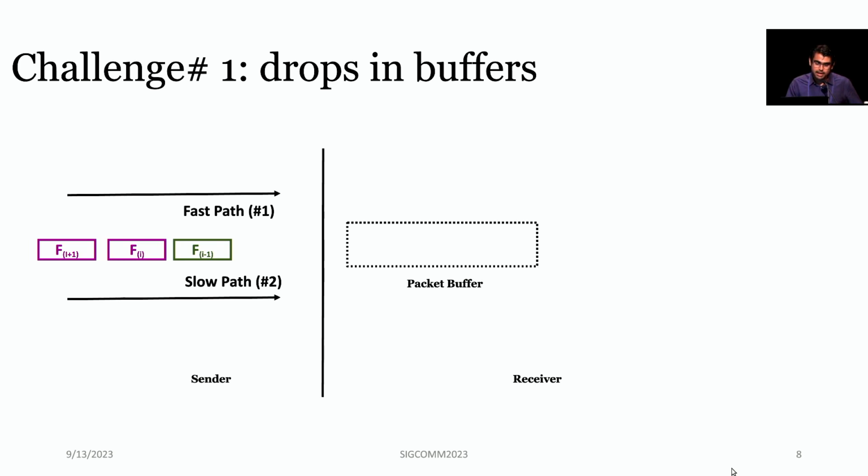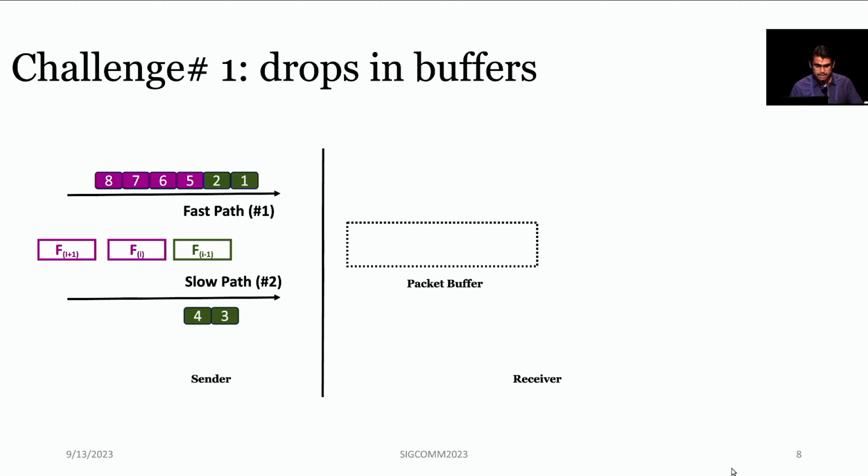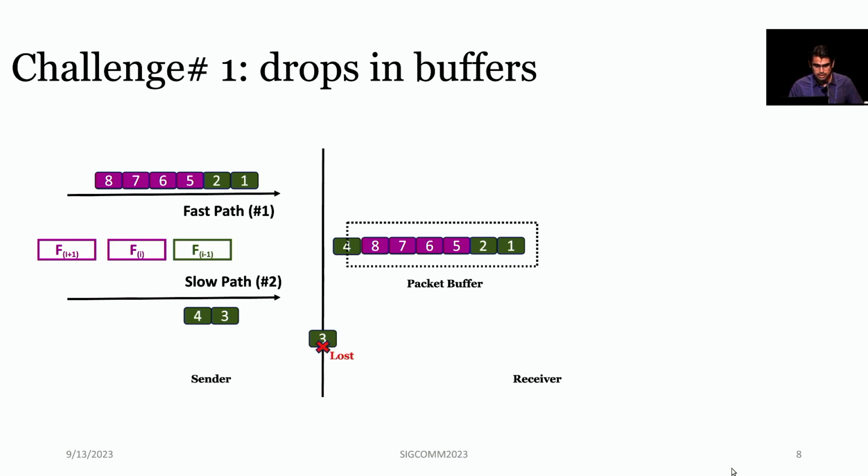Now, assume the Fi-1 being the key frames and the rest being the delta frames. If a scheduler does not understand the importance of this key frame or the importance of the types of the packet, it might end up sending the packets of the important frame on a slow path. And as the packets arrive, if the packet from the slow path is lost in the network, then the packet buffer could get filled.